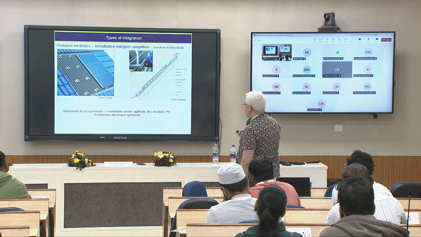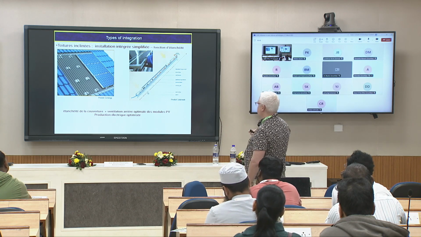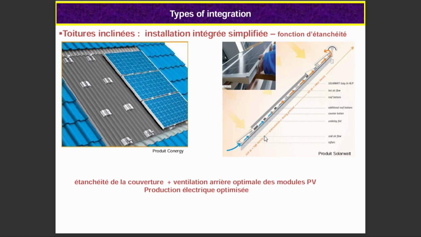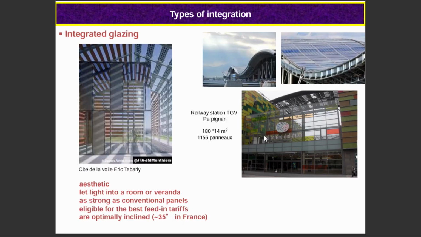So, another way to integrate: you get rid of the tiles, and sorry, there's some French, but you can guess that it is to put some waterproof layer at the back side. Okay, integrated as a glazing.